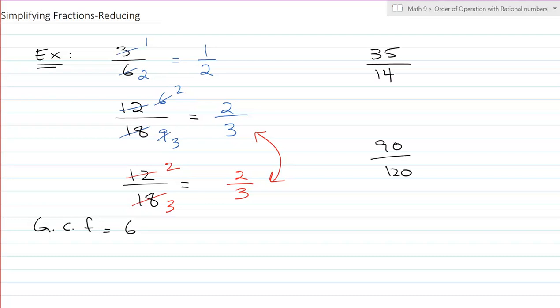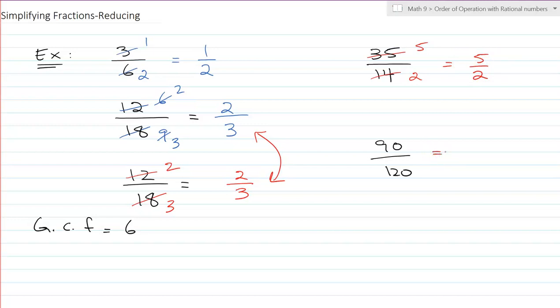All right, let's look at 35/14. Now notice, what is the common factor? The greatest common factor that goes into both. Oh, notice that 7 goes into both of them. 7 goes into 35 5 times, 7 goes into 14 twice. Now, can we reduce that any further than that? No, we can't. So our fraction is 5/2. Done.